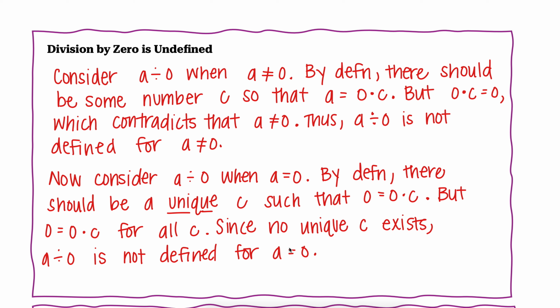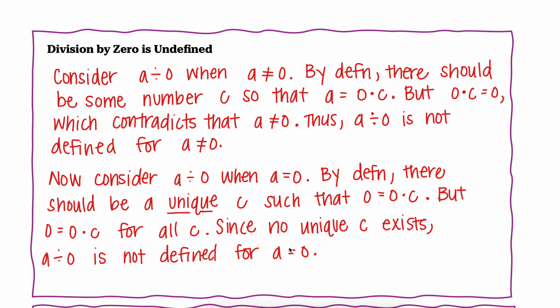I'm going to start where a is not equal to 0. So by the definition that we just looked at, there should be some number c. So a divided by 0 equals c, which means that a is equal to 0 times c. The problem, though, we talked about this when we talked about multiplication. 0 times c is going to equal 0. So that would mean that a is 0, but we said a is not 0. So we have a contradiction. Therefore, a divided by 0 is not defined for a not equal to 0. So there's our first part of our proof.